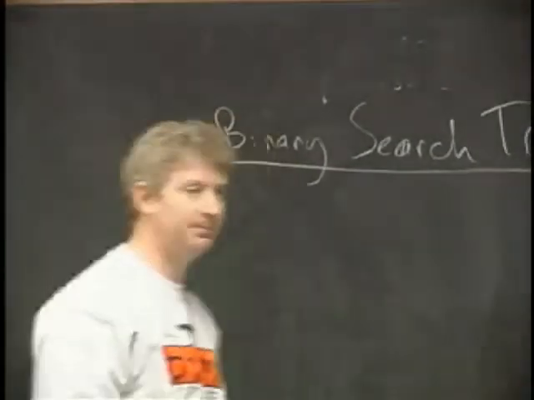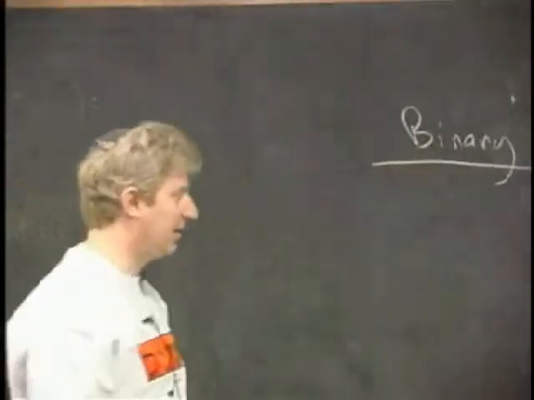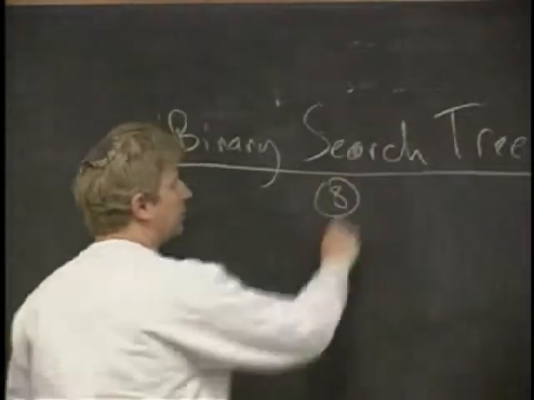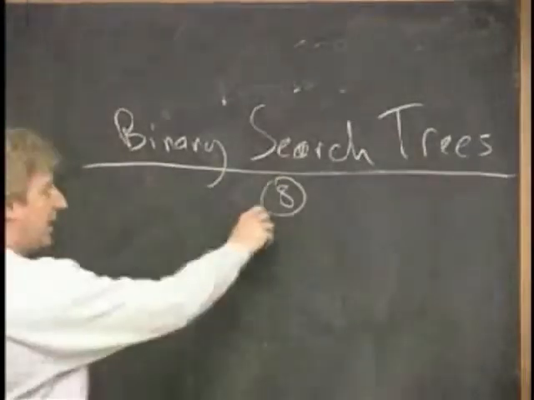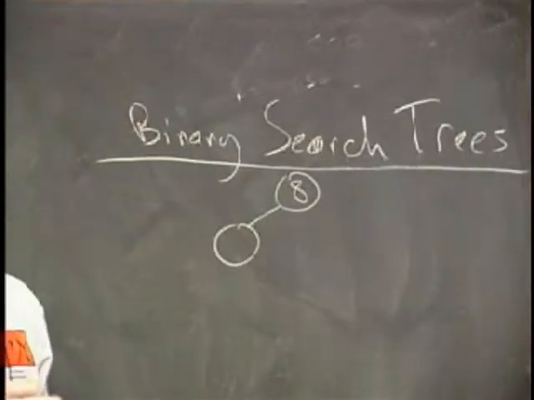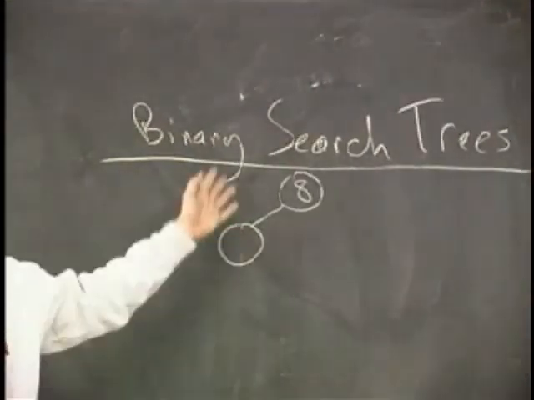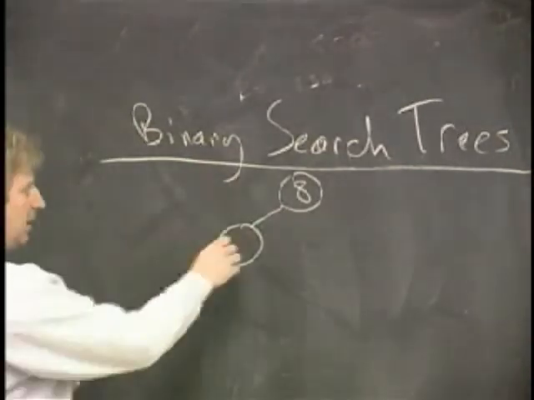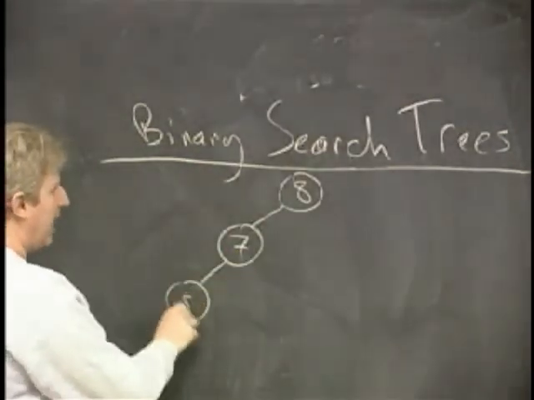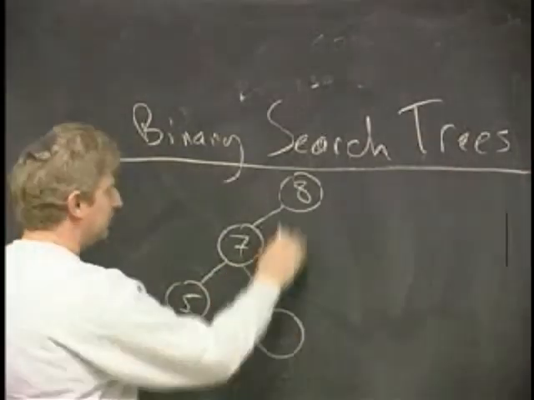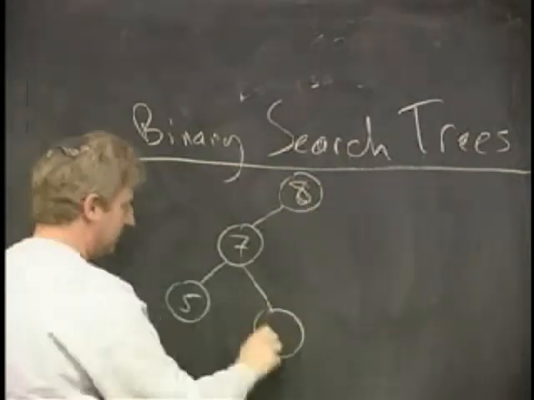And here's the idea. Let's say we're just storing numbers to make things easy. At the top of the tree might be the number 8. Then on the left branch of the tree will be numbers that are smaller than 8. And on the right branch of the tree will be numbers that are bigger than 8. Okay, so here might be a number 7. Here we might have a 5. Here we might have a, uh-oh, didn't leave enough room. Yeah, okay, good. 7.5.